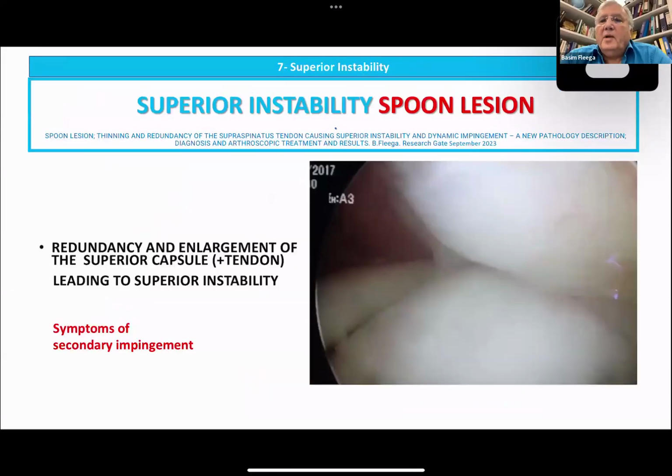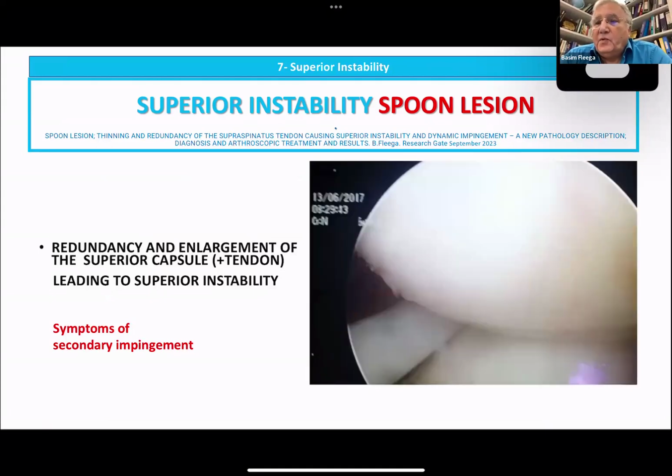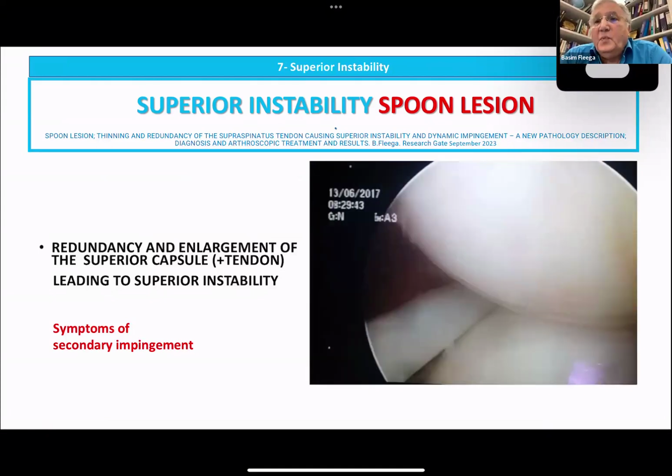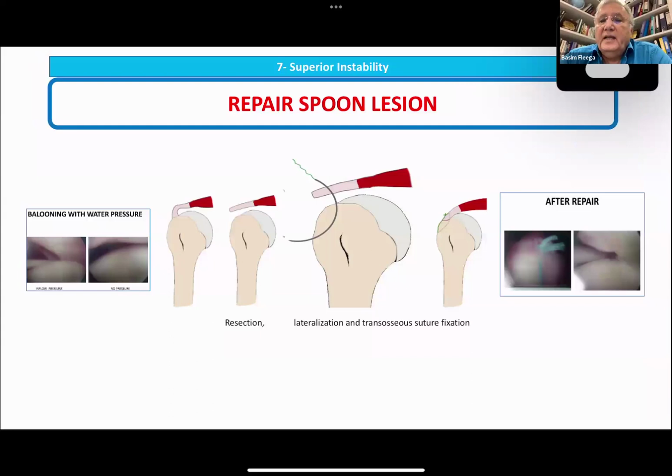So another problem is the superior instability, which causes impingement syndrome. We call that the spoon lesion. It is a redundancy of the capsule without tear. Of course, superior instability can happen also with partial tear of the tendon. And this has to be repaired to have a superior stabilization. And this is done by cutting the insertion of the supraspinatus tendon, pulling it laterally and fixing it transosseous again to the greater tuberosity with a giant needle under tension, and thus having a superior stabilization.